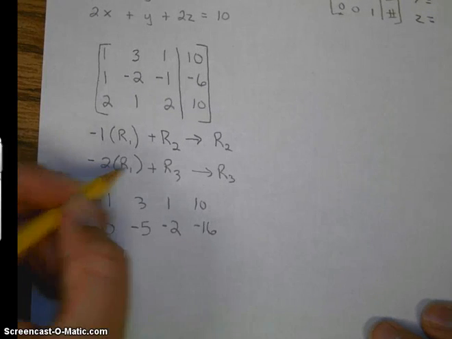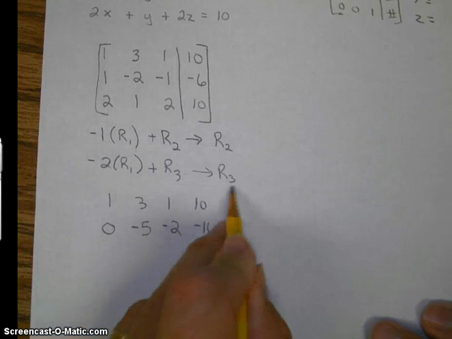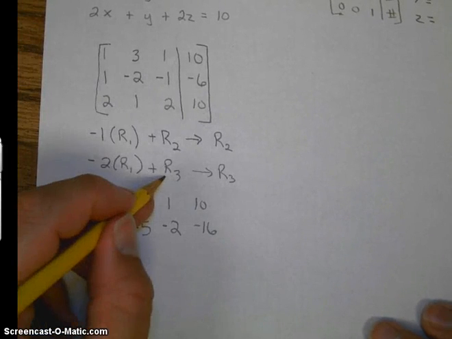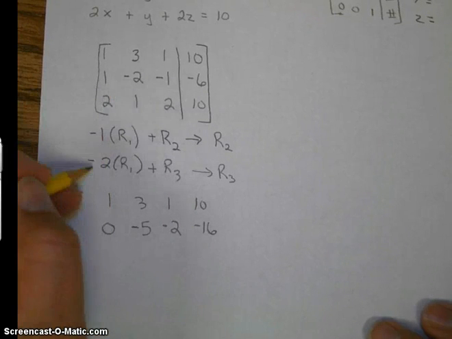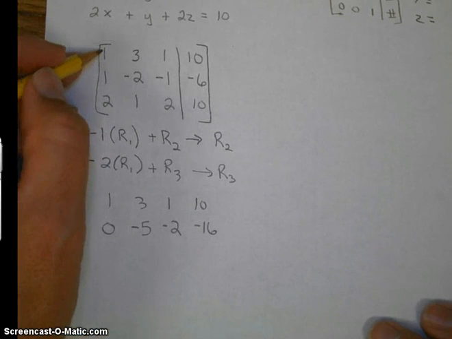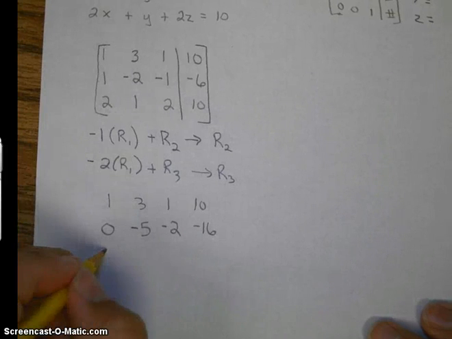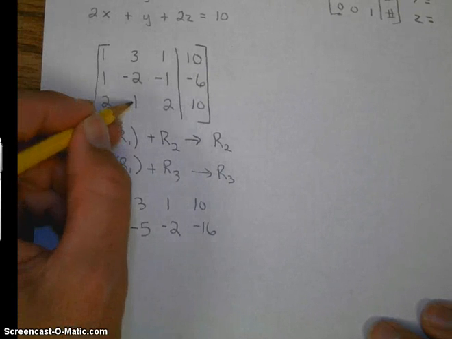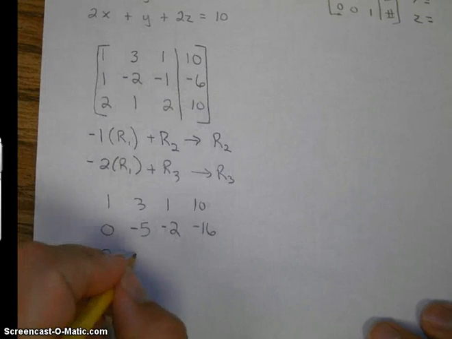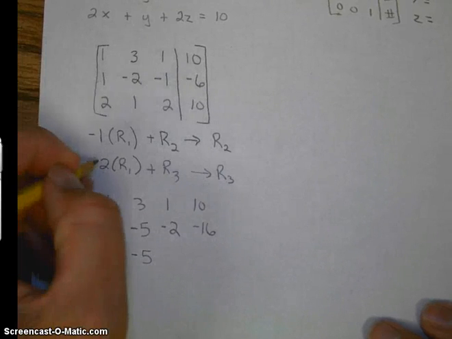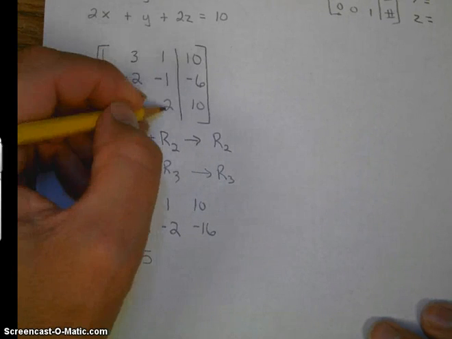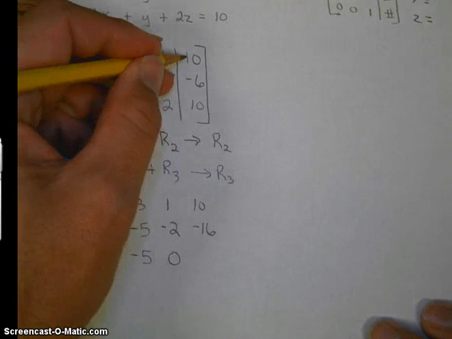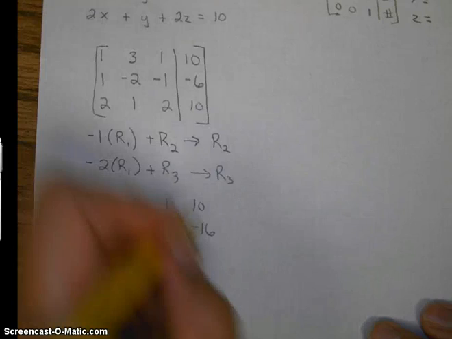On the next equation, we're going to get a new row 3. So I decided to multiply row 1 by negative 2 and then add it to row 3 to get a 0 here. So negative 2 times 1 is negative 2, plus 2 is 0. Negative 2 times 3 is negative 6. Negative 6 plus 1 is negative 5. Negative 2 times 1 is negative 2. Negative 2 plus 2 is 0. Negative 2 times 10 is negative 20. Negative 20 plus 10 is negative 10.